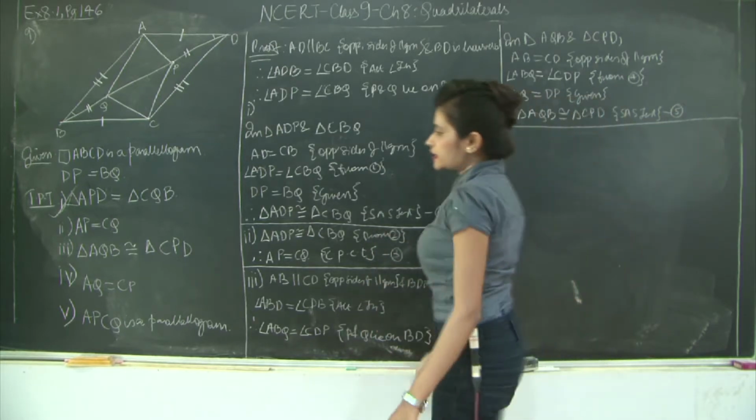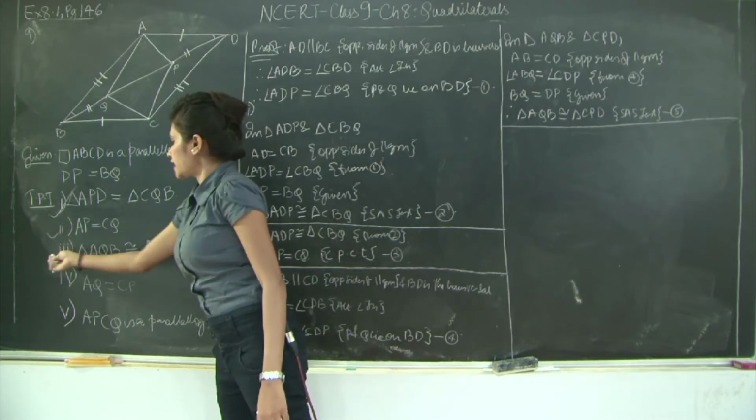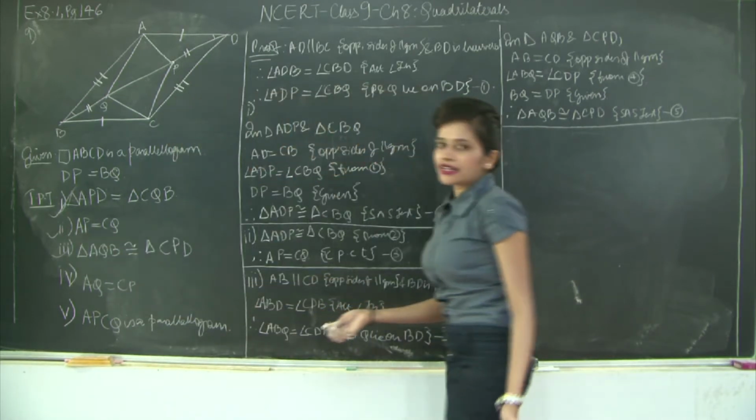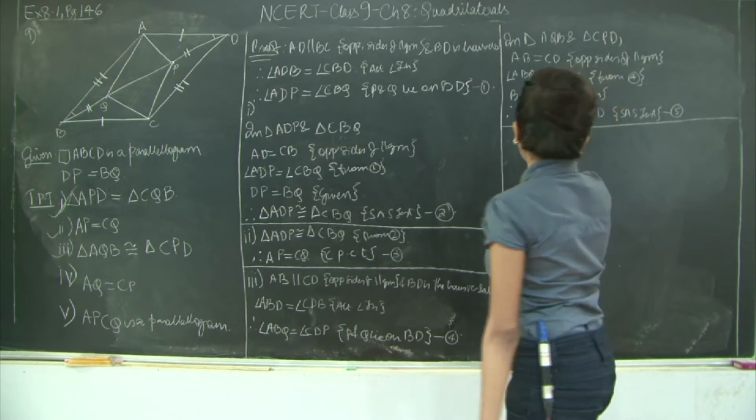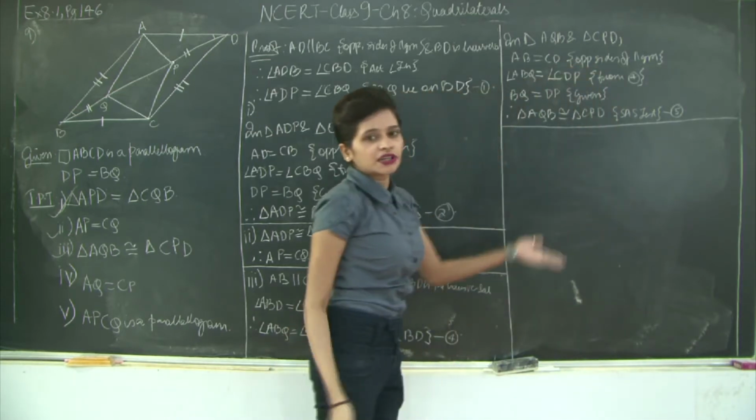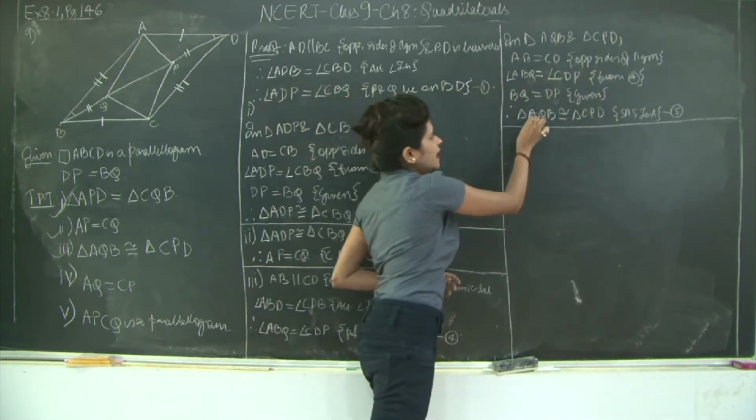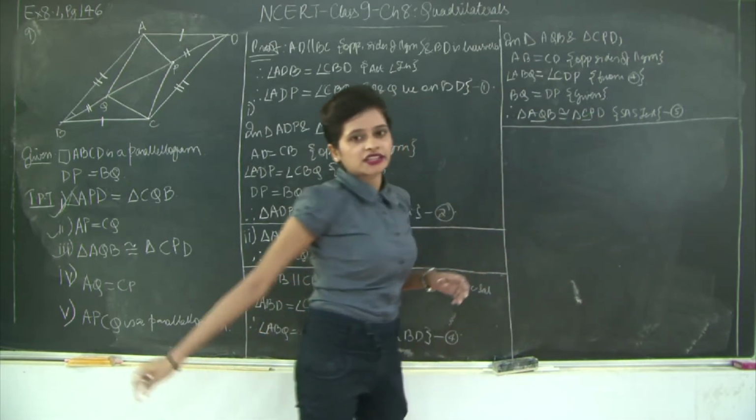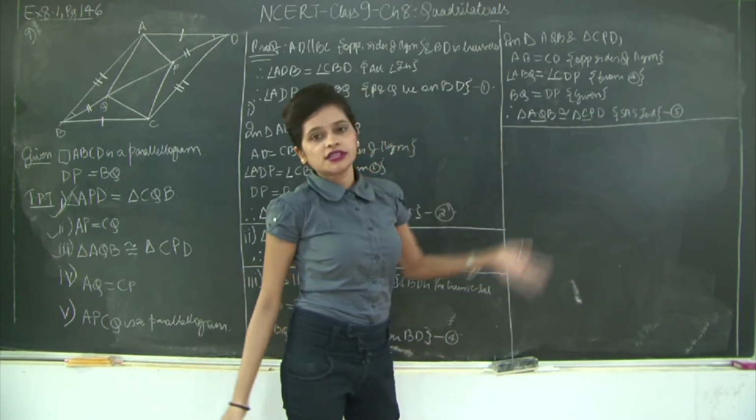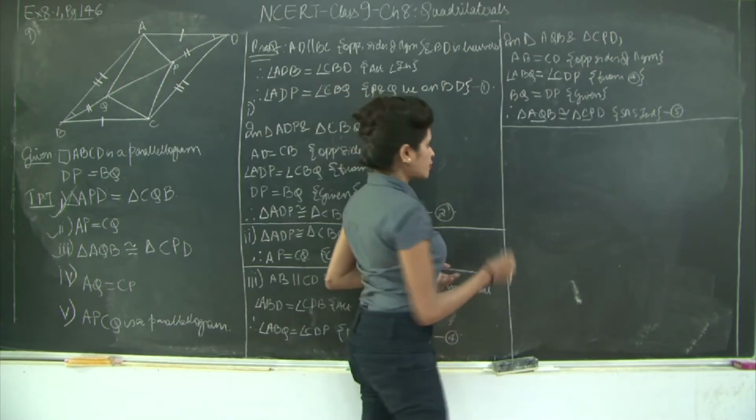So what have we proved so far? This and this. Again, you need to prove that AQ is equal to CP. So using these two triangles AQB and CPD, I can say A and Q correspond to C and P respectively. I can say that AQ is equal to CP by corresponding parts of congruent triangles.